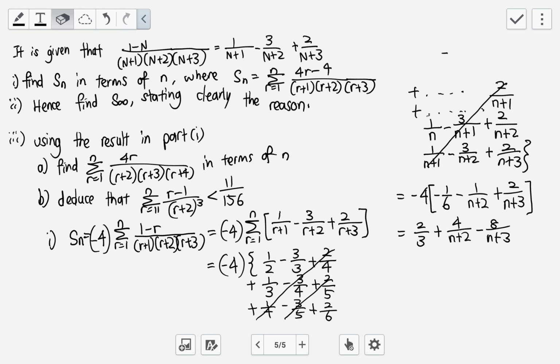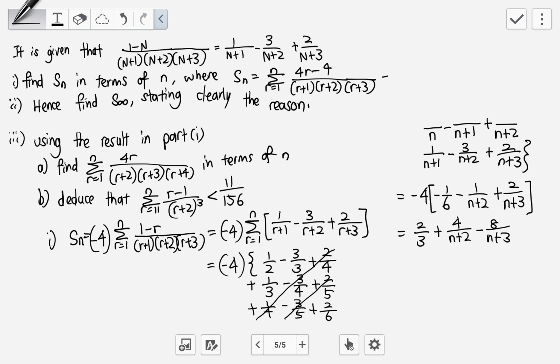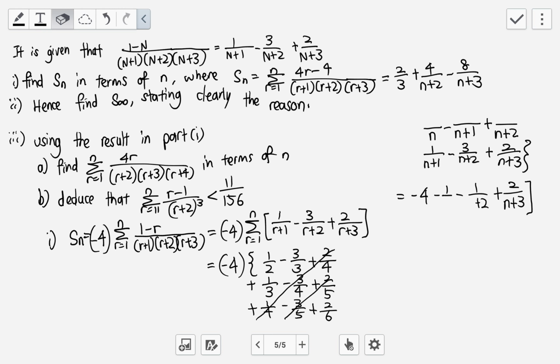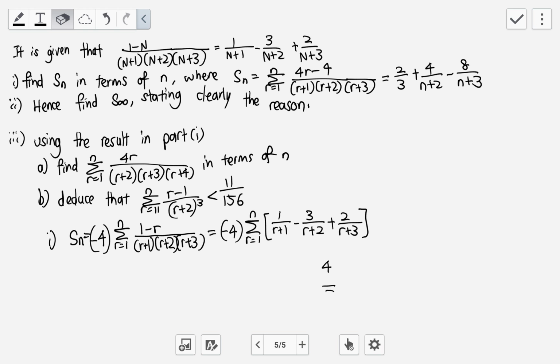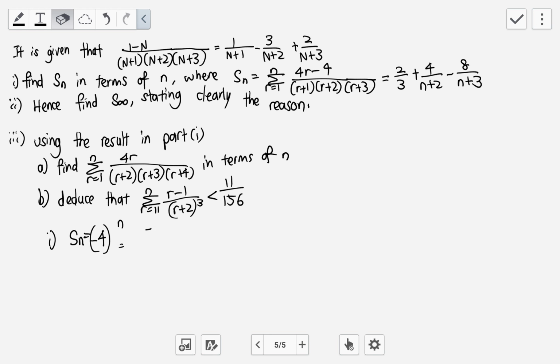Now that you got the working, using the method of difference mainly and the earlier result, it equals 2/3 plus 4 over m plus 2 minus 8 over m plus 3, which is my answer for this question. I erase it to make space for the other parts of this question.